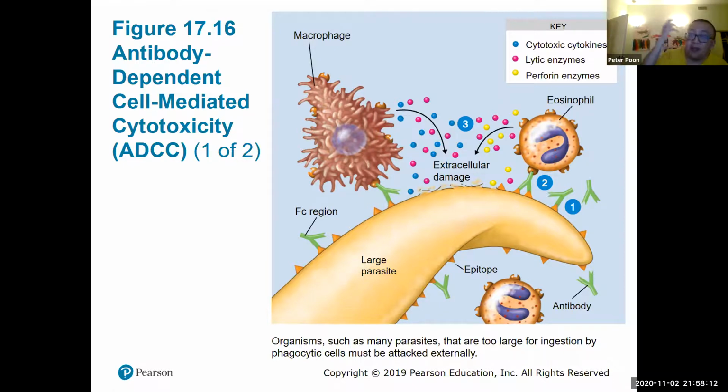They're actually called granzymes. They puncture. They cause apoptosis. Porphyrin enzymes cause pores.